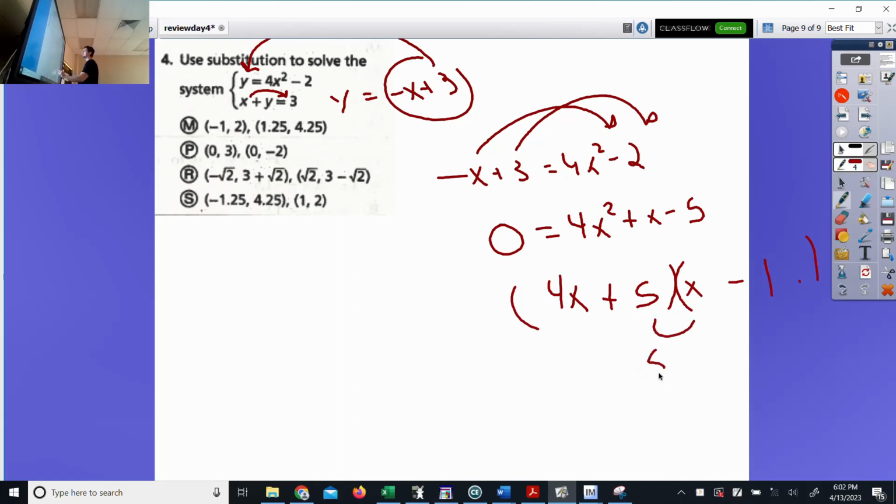This will make a 5x. This will make a minus 4x. And that gets me to the x in the center. So that is the proper factorization. Okay?